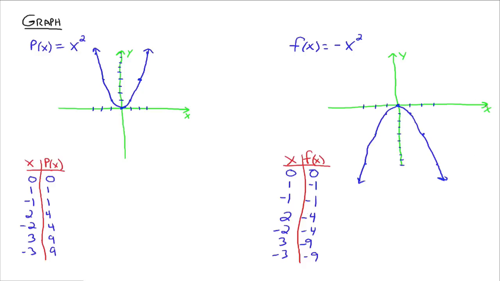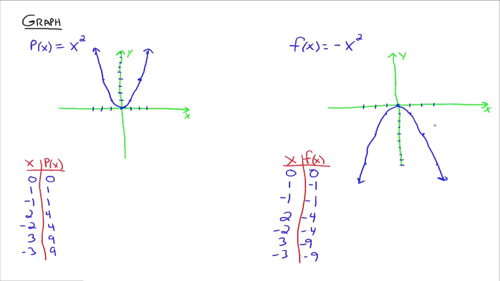Right, so now we have this parabola. We say that the parabola over here on the left, that opens up. And we say the parabola over here on the right, that it opens down. Right, so those are our first two graphs of quadratic functions.